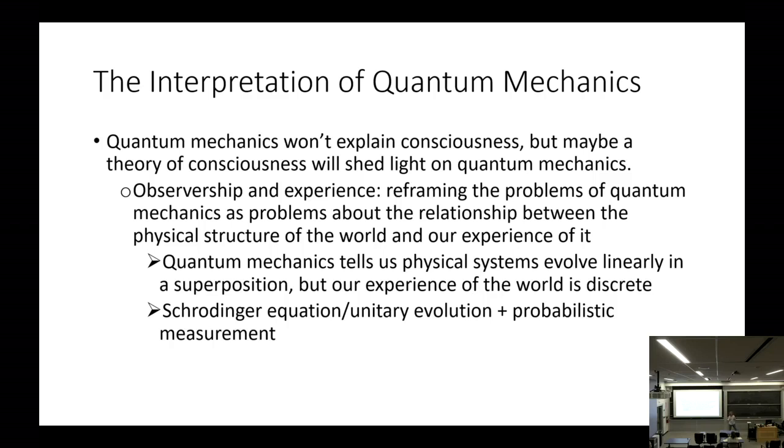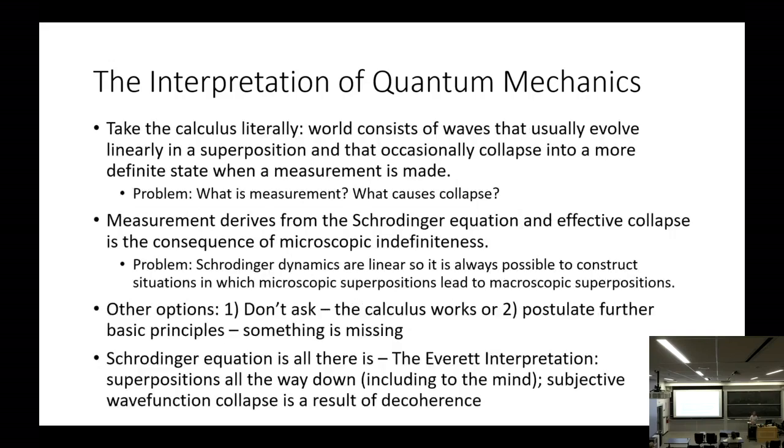It's discrete. Superpositions versus, well, it's one way. Quantum mechanics tells us that physical systems evolve linearly in a superposition, but our experience of the world is that the coin is heads. And so he tries to unwrap this idea behind quantum mechanics requiring us to understand the universe through the lens of Schrodinger's equation and unitary evolution and probabilistic measurement. Okay, so there's many different interpretations of quantum mechanics.